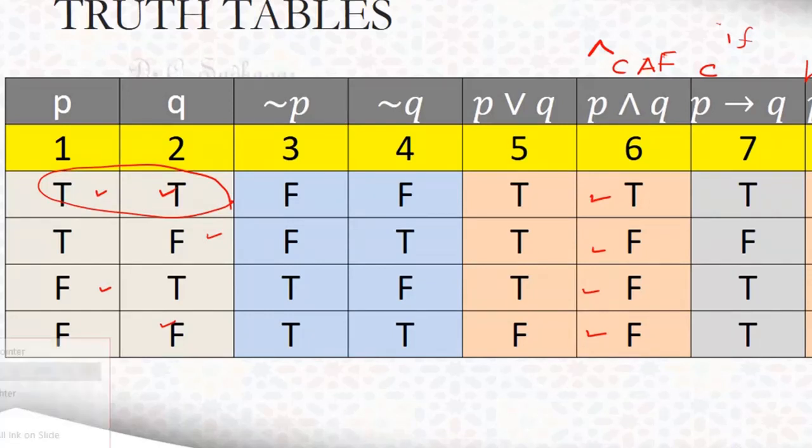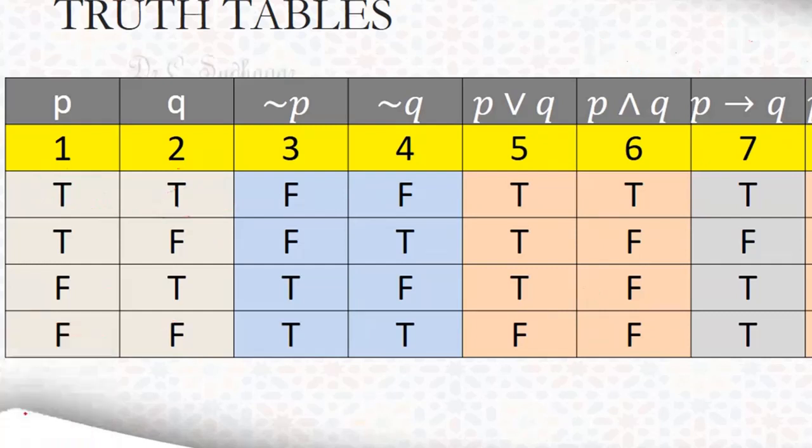Now let us see how to keep our rules in mind. Look at this for P and Q. These two are the same symbols, F and F. If these two are the same, the conditional operator will be T. So if the same values are coming, you can put T.